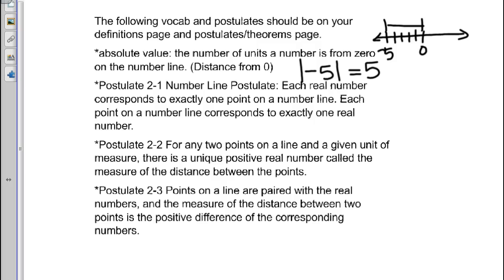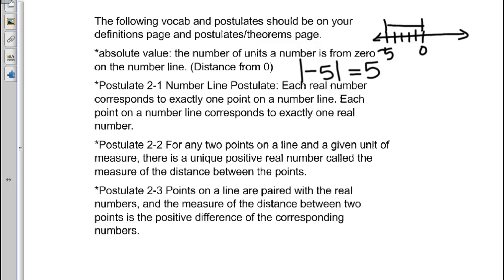Postulate. When we talk about postulates, these are kind of like definitions. Postulates are assumed to be true without definition or without proof, actually. So without having to prove these, we just take these to be true in geometry. So postulate 2.1, number line postulate. Each real number corresponds to exactly 1 point on a number line.